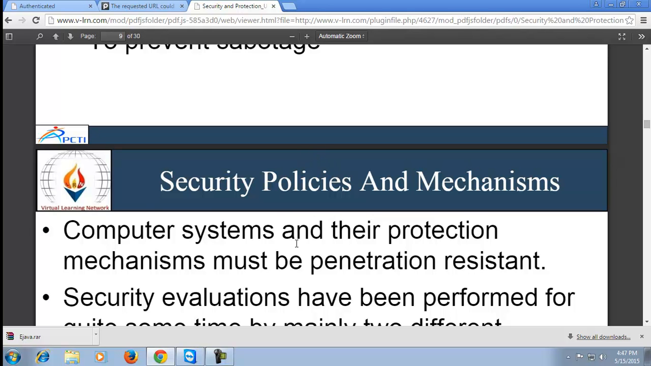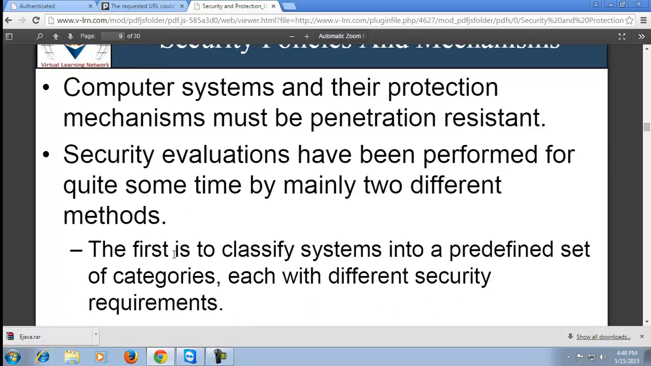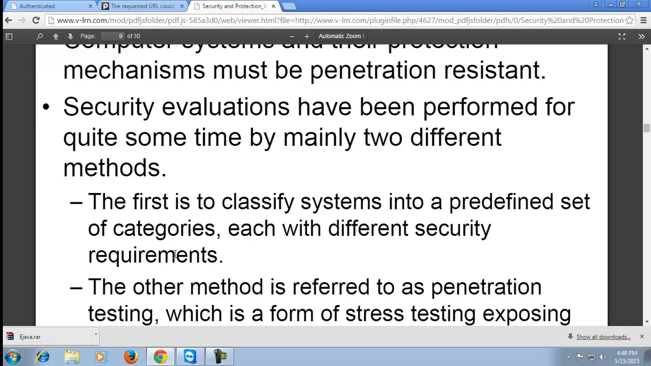Computer systems and their protection mechanisms must be penetration resistant, in which it is not allowed to apply try cases for hacking the data. Security evaluation has been performed for quite some time by mainly two different methods. The first is to classify systems into a predefined set of categories, each with different security requirements.